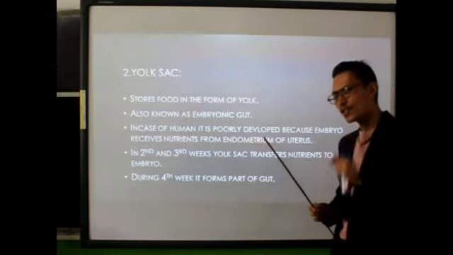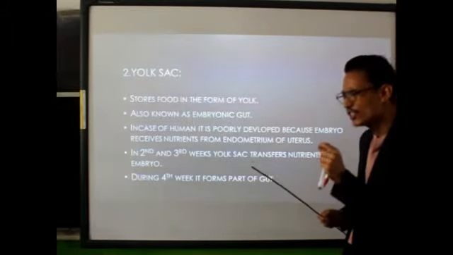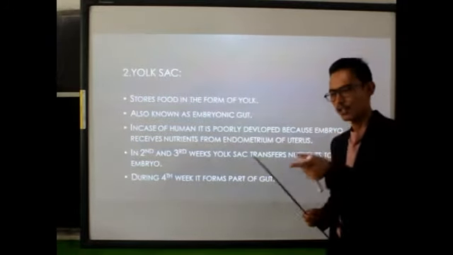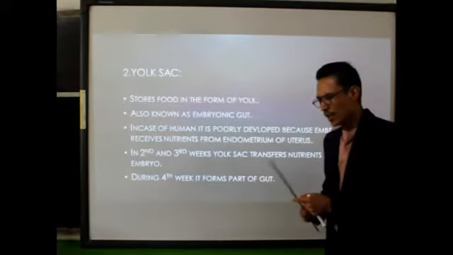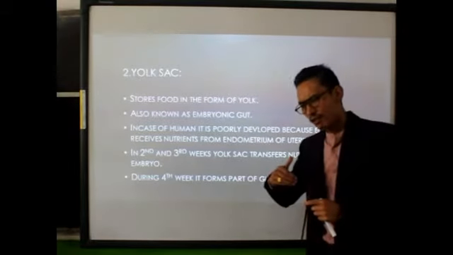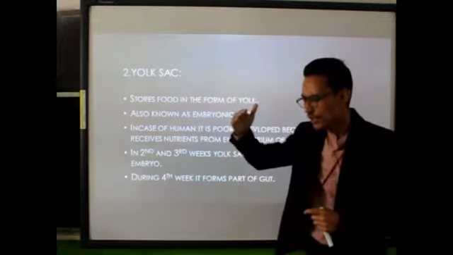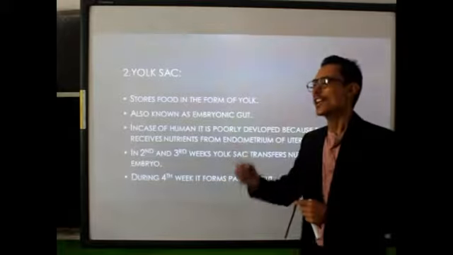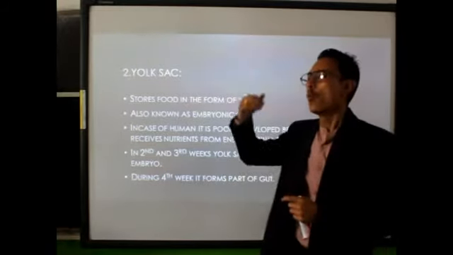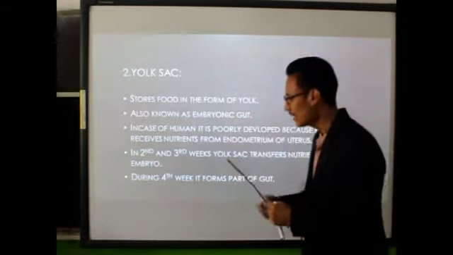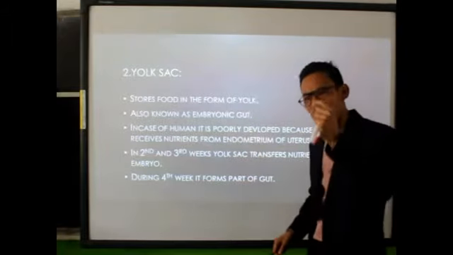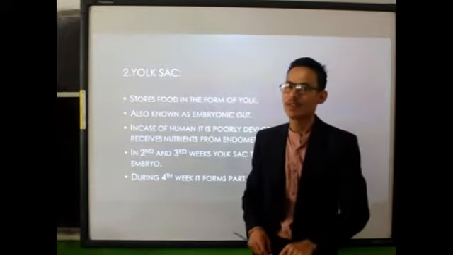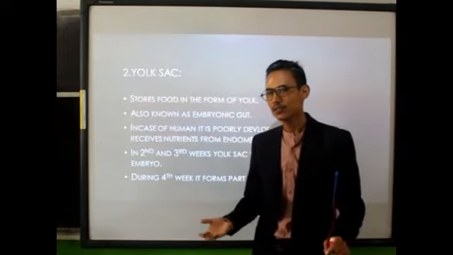But in case of human beings, these yolk sacs are poorly developed. Clear? These yolk sacs are poorly developed, and during development it usually decreases. Why is the yolk sac in human beings not well developed? Answer is that in human beings the embryo or the fetus will get its nourishment from the placenta. Clear? So there is no need of the yolk sac.